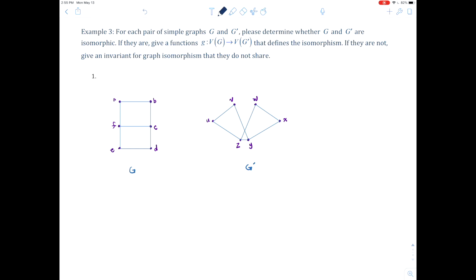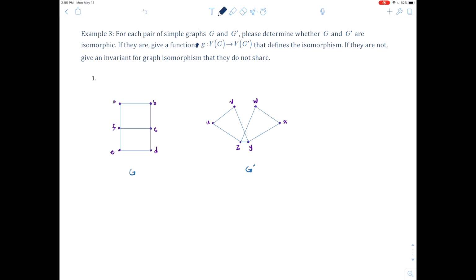So for each pair of simple graphs G and G prime, please determine whether G and G prime are isomorphic. If they are, we want to give a function g that defines the isomorphism. If they are not, give an invariant for graph isomorphism that they don't share. That's from that other theorem, which you don't have to memorize. So again, let's take a look at the degree of each of these graphs, G and G prime.